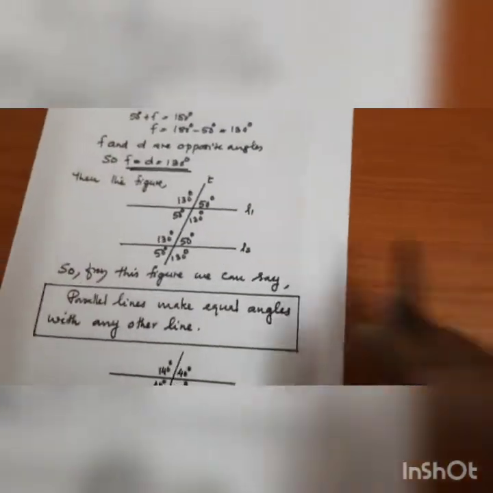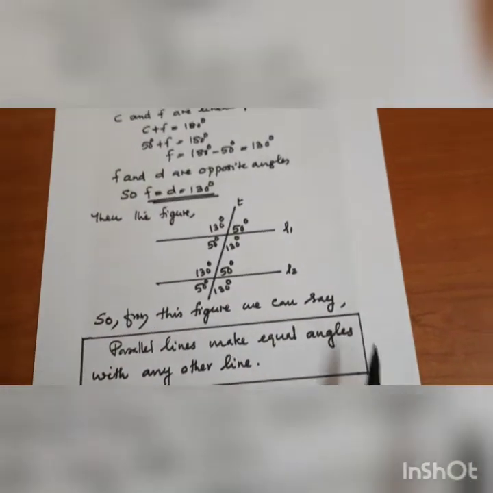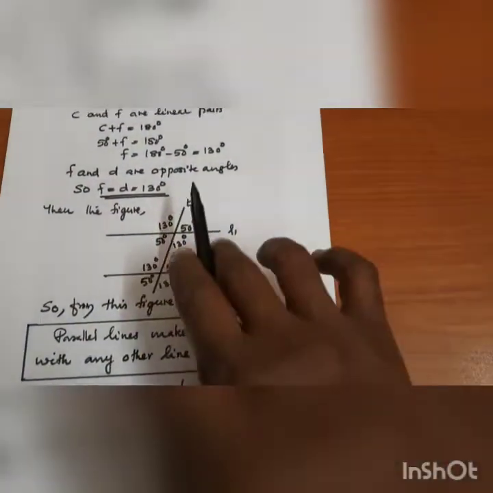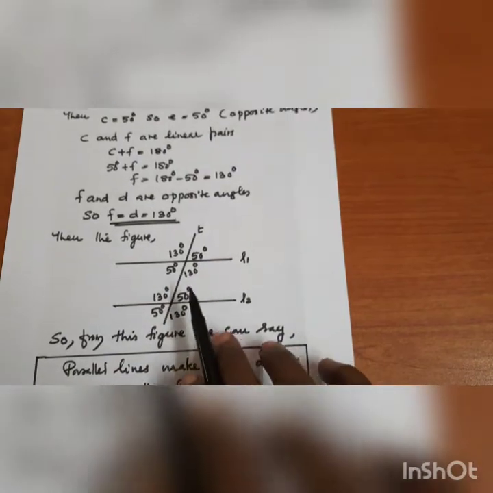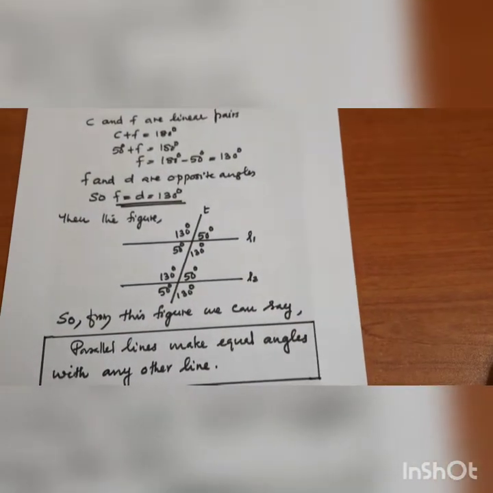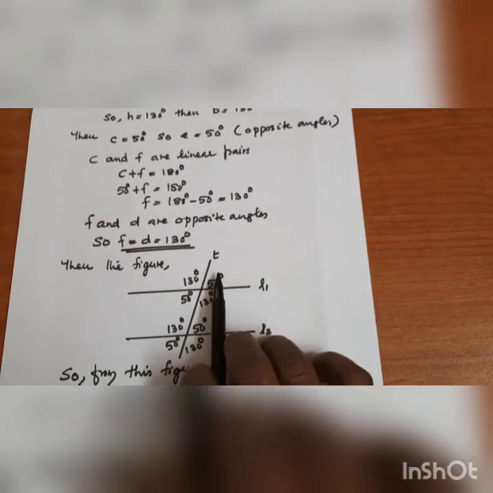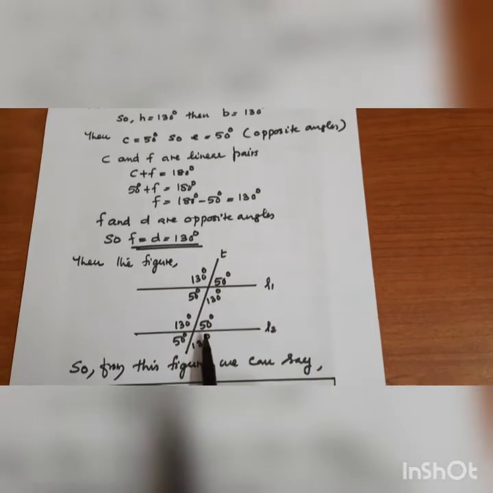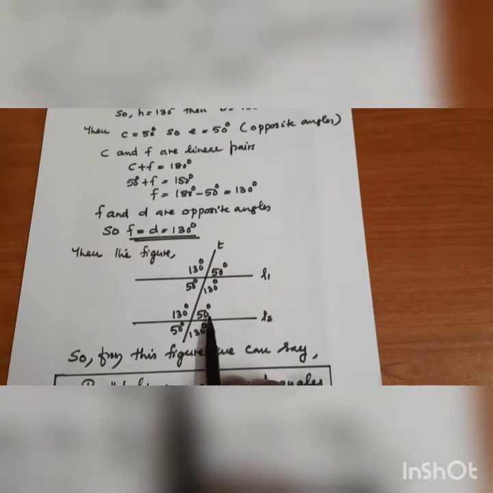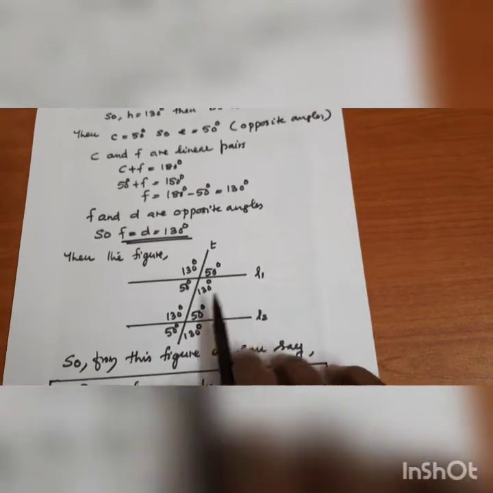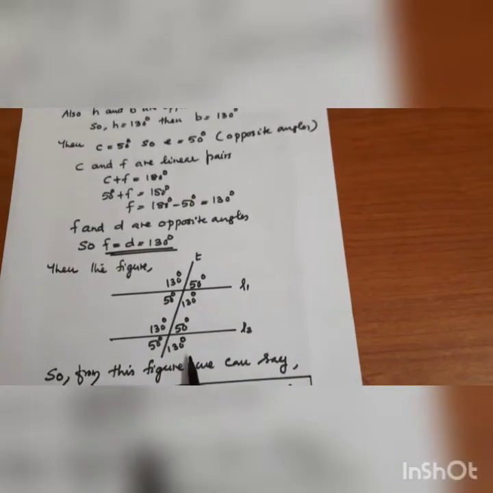Therefore, we can say that parallel lines make equal angles with any other line. Here, the left angle of L1 is 50, and the left angle of L2 is also 50. Then the bottom angle of L1 is 130, and the bottom angle of L2 is also 130, like that.